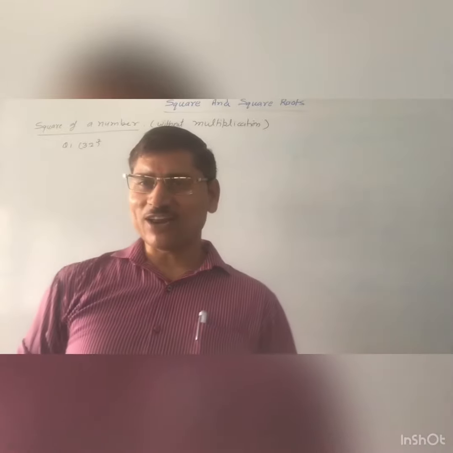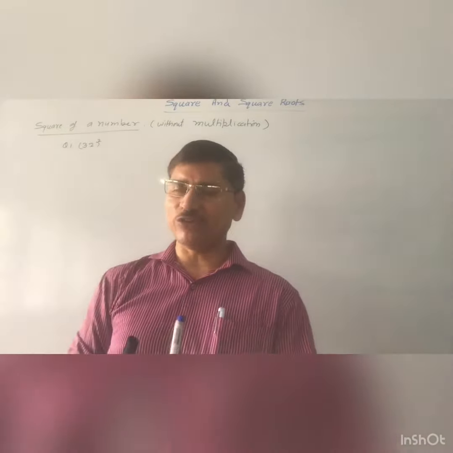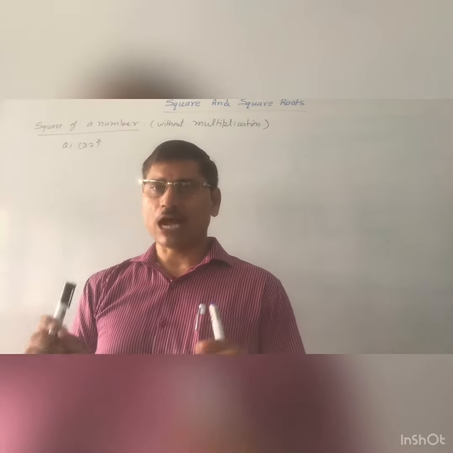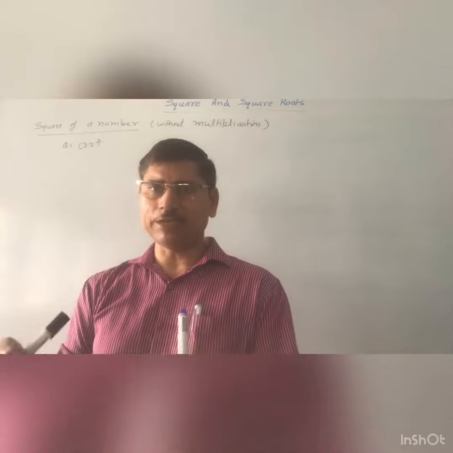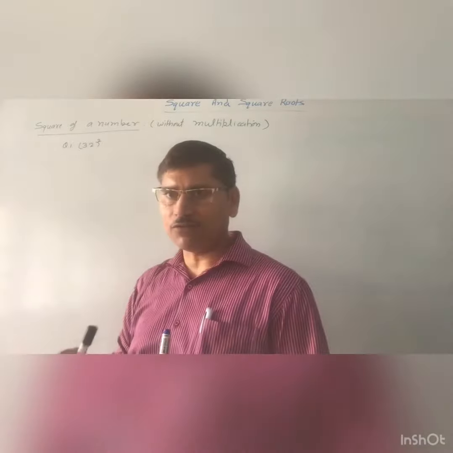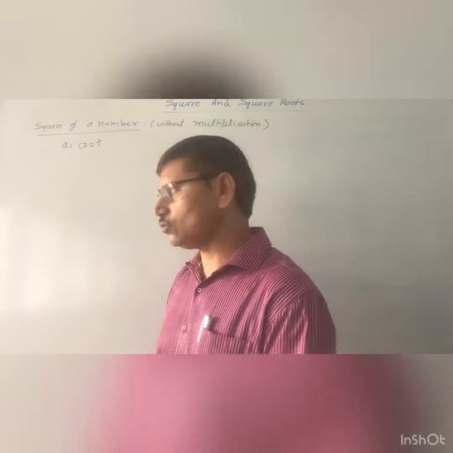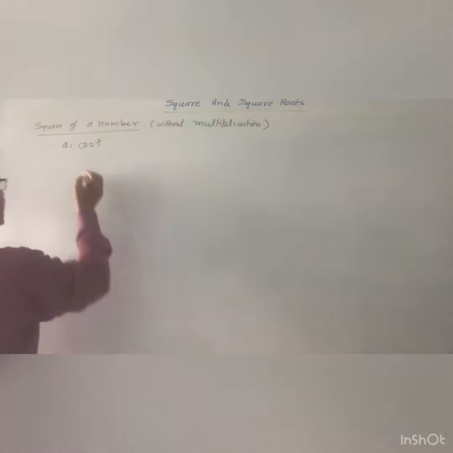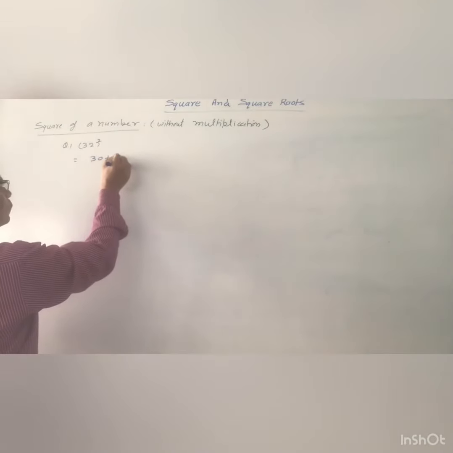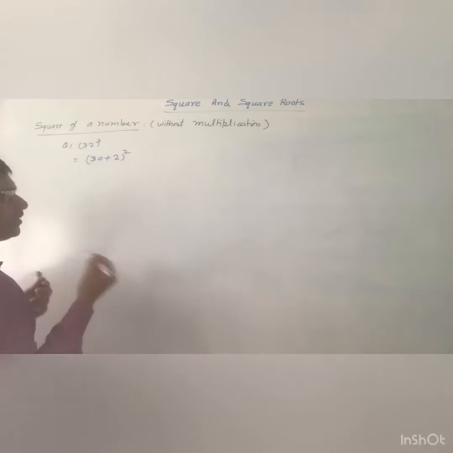Now square of a number without actual multiplication. How can you find the square of a number without actual multiplication? Yes, here is question number 1. Find the square of 32. The square of 32 you can find. You can write it as 30 plus 2 whole square. That is, 32 can be written as 30 plus 2.